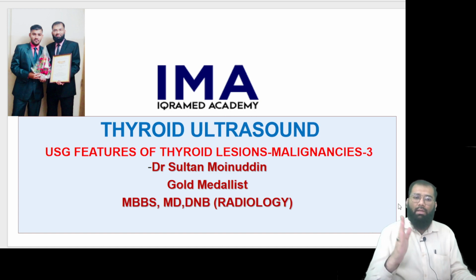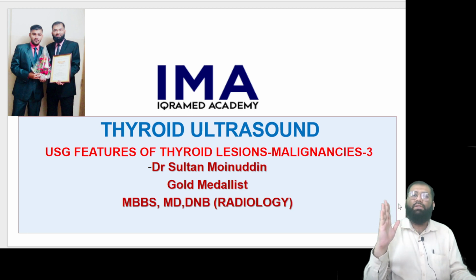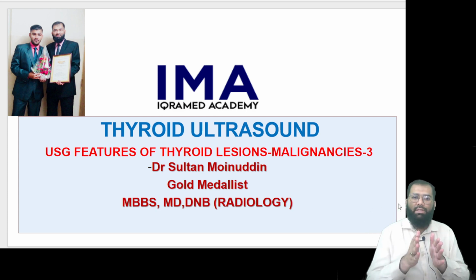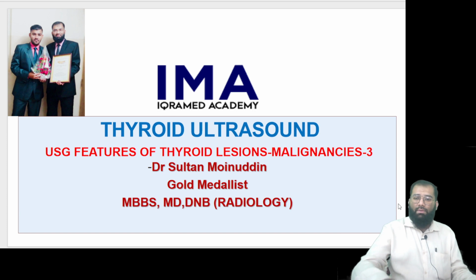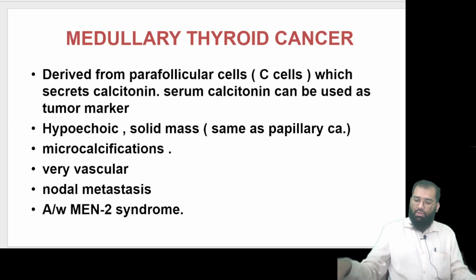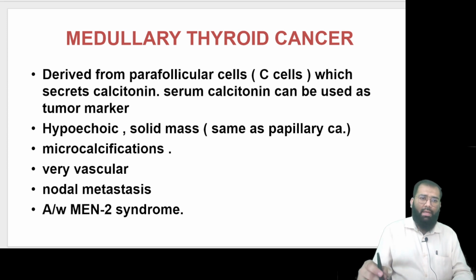In my last session, we talked about follicular CA, that is ultrasound features of follicular neoplasms, and we have also discussed ultrasound features of papillary neoplasms. So in this session, we'll be talking more about the remaining neoplasms, that is malignant lesions. I'll be talking on anaplastic, medullary, and lymphoma. Okay, so let us start with the session. A brief outline so that the concepts are clear.